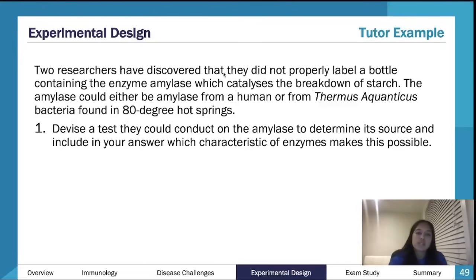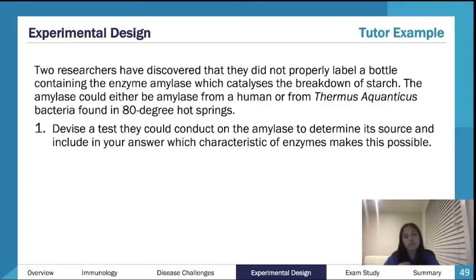So 2 researchers have discovered that they did not properly label a bottle containing the enzyme amylase, which catalyzes the breakdown of starch. The amylase could either be amylase from a human or from Thermus aquaticus, found in 80-degree hot springs. So devise a test they could conduct on the amylase to determine its source and include in your answer which characteristic of enzymes makes this possible.